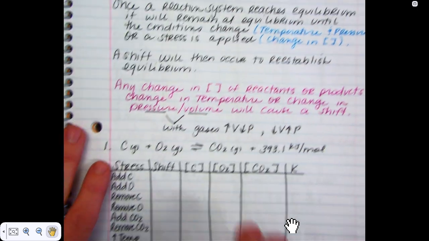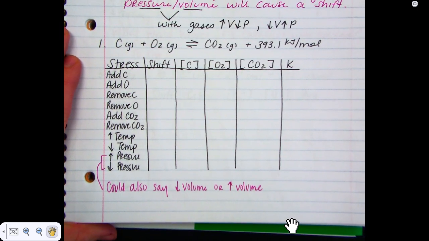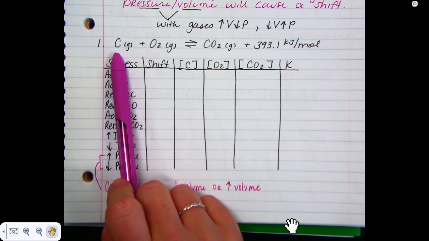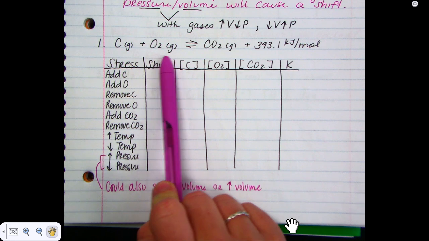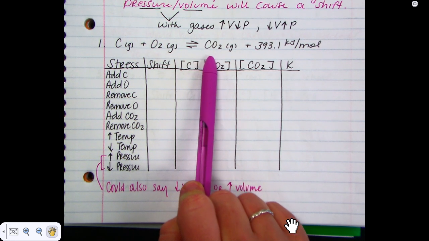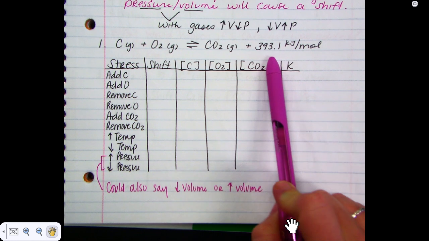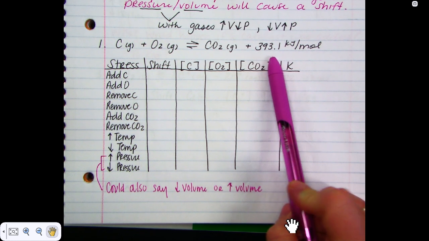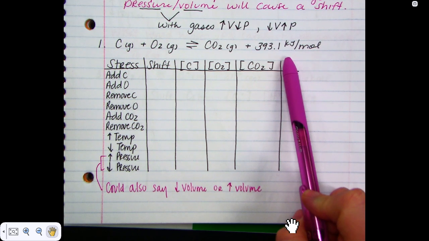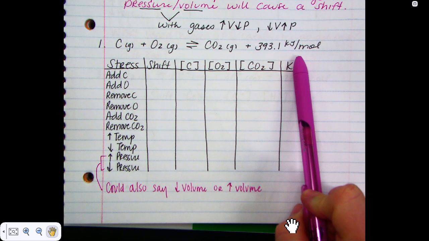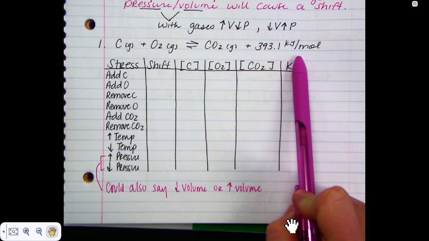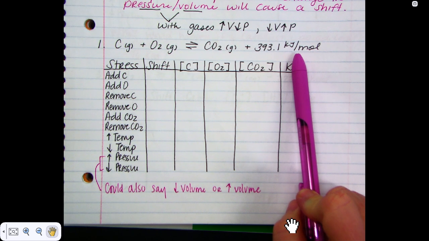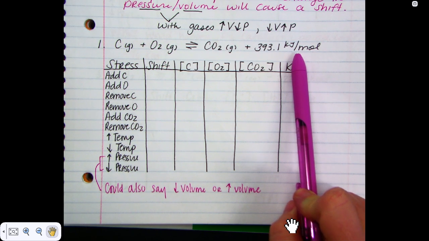So let's look at our first reaction and see what we've got going on here. So I have a balanced chemical equation where I have carbon as a gas, oxygen as a gas, in a reversible reaction with carbon dioxide as a gas and a heat term. And it really does not matter what the heat term is. You just need to identify where it is. And also the units could be a lot of different things. Kilojoules per mole is one. You could see kilocalories, you could see calories, but anything that is the numerical value there is going to be my heat term. So we're just going to dive right in and we'll assess as we're going.